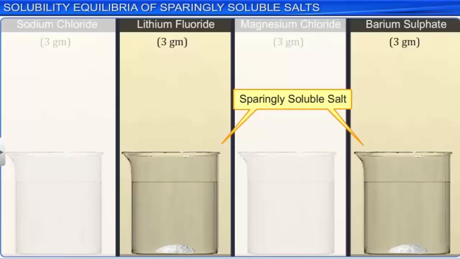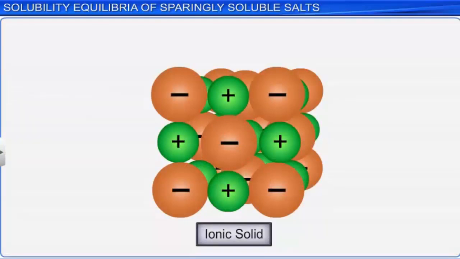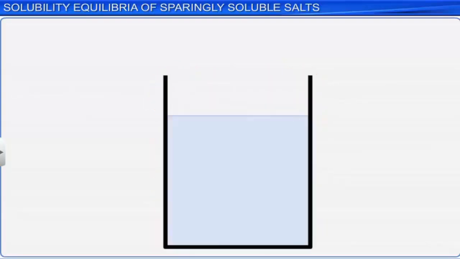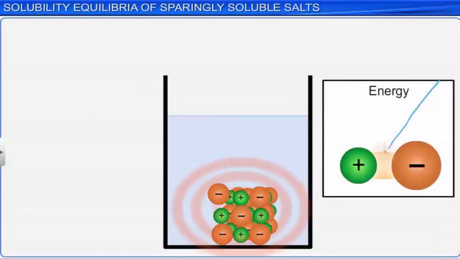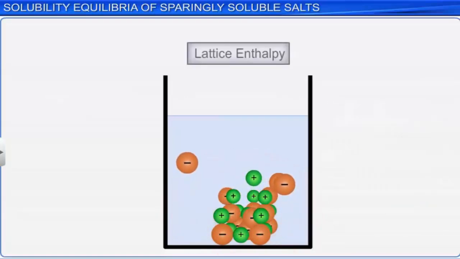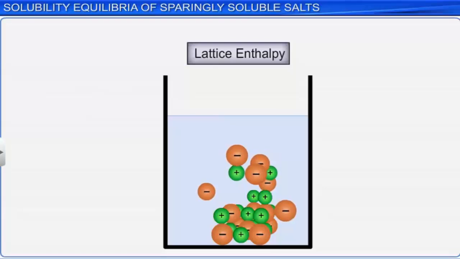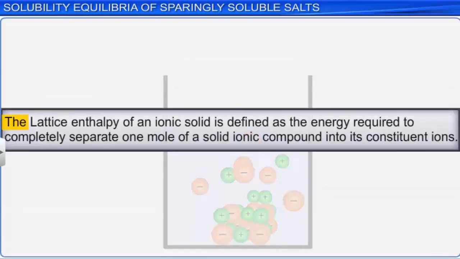Do you know why all the salts are not soluble to the same extent in water? Let us try to understand this. The ions in an ionic solid are held together by strong electrostatic forces of attraction. For its dissolution in the solvent, energy is required to overcome the attractive forces between the ions. This energy is called the lattice enthalpy. Let us once again recap the definition of lattice enthalpy that we have already learned. The lattice enthalpy of an ionic solid is defined as the energy required to completely separate 1 mole of a solid ionic compound into its constituent ions.